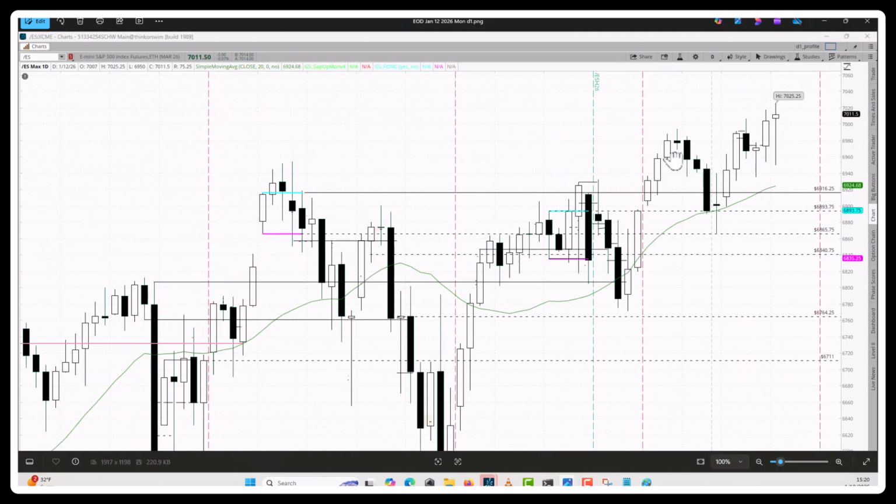So basically at that level right here, we see it break and test from above. It tests from above right there. So that's the Monday. Let's see if Tuesday goes back to that level and reclaims that level.